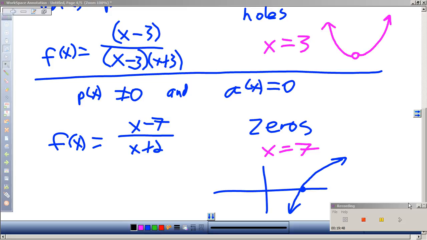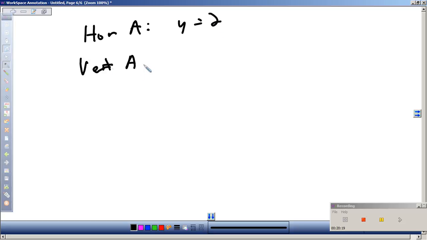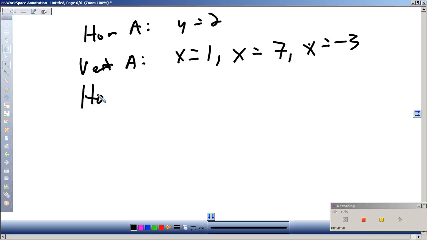There could also be questions that act in reverse. Instead of like this, we say the horizontal asymptote at y equals 2, vertical asymptotes x equals 1, x equals 7, x equals -3, hole x equals 5, and no zeros.